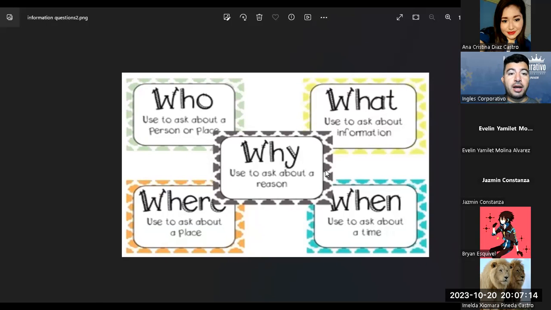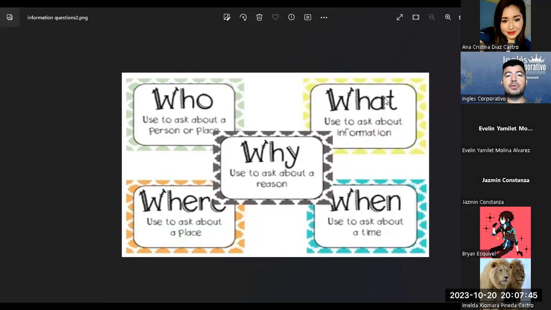Tenemos why, que es el por qué. Used to ask about a reason. ¿Por qué vienes tarde? ¿Por qué renuncias? Where, used to ask about a place. Cuando preguntamos acerca de algún lugar, where, ¿dónde está ubicado algo? Where is the bank? ¿Dónde está el banco? When, used to ask about the time. Cuando preguntamos algo respecto al tiempo. Ejemplo, ¿cuándo? ¿Cuándo pagan? ¿Cuándo son las vacaciones?